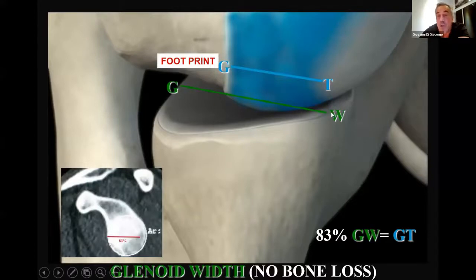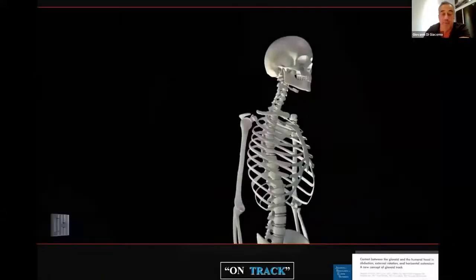GW is the width of the glenoid. And according to Eiji Itoi's study, the glenoid track is around 83% of the glenoid width. So I measure GW, I look at 83%, I stay medial to the footprint, and GT is the glenoid track. This zone, the blue zone, is very, very important in upper position because it guarantees the stability of the humeral head on the glenoid. So the glenoid track, I call it the golden part of the humeral head in stability.